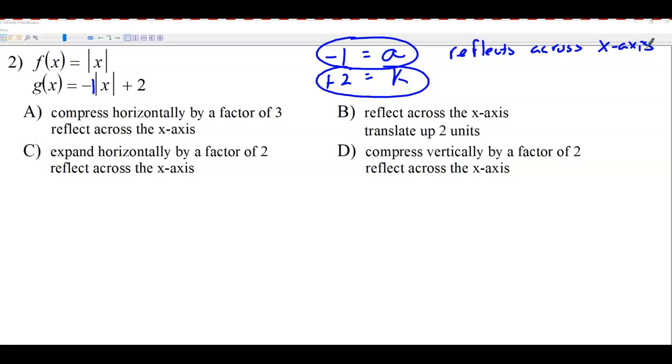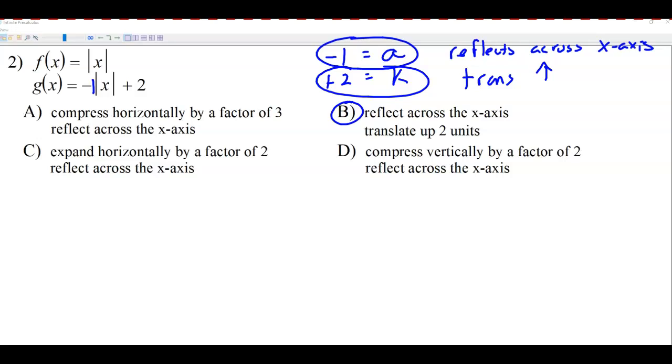Michelle, what did your group conclude about the K there being a positive 2? That's another translation up. Now, you guys probably have enough to get the information. Now, Vidal said it was B, and he's right. Isn't that a reflection across?